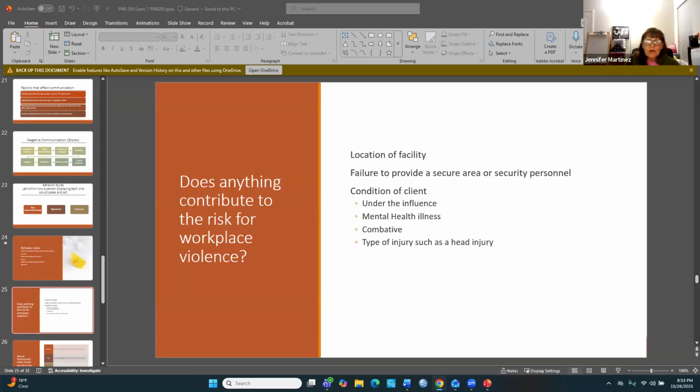So are they under the influence of drugs or alcohol? Do they have a mental illness? Are they combative? Or do they have an injury, a head injury? Head injuries, depending on the head injury, some of them can be pretty severe, right? And cause some changes in their personality.